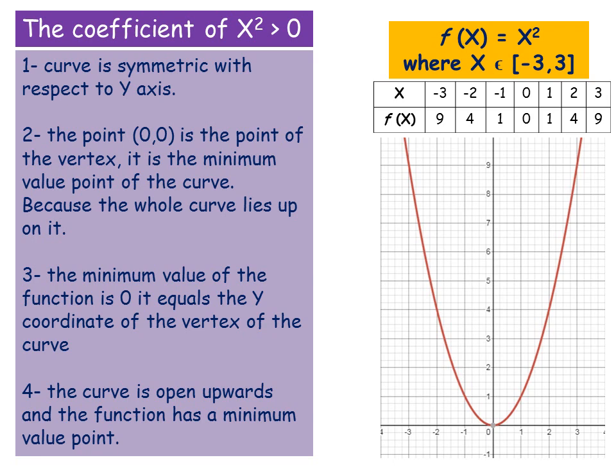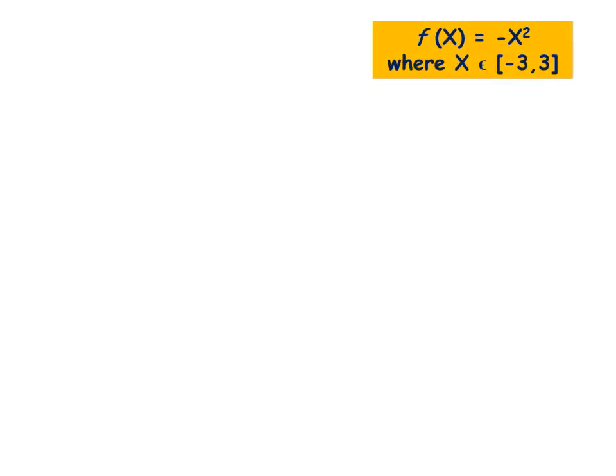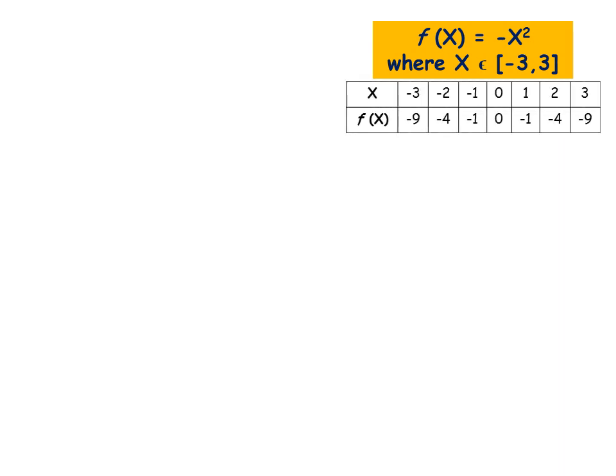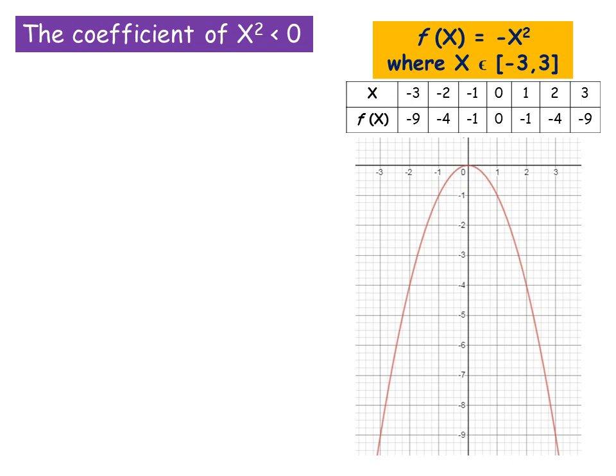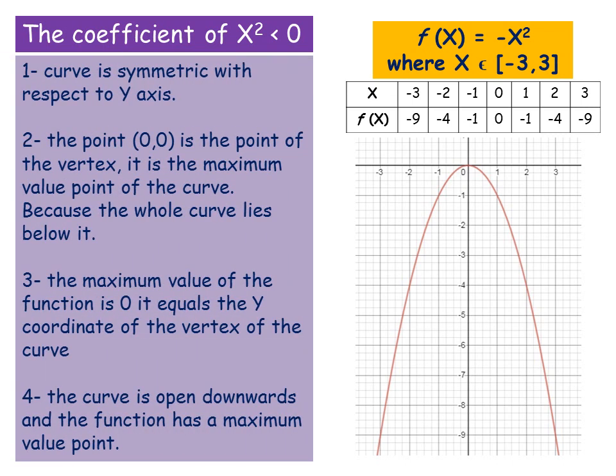Now let's see the other function, which was f(x) equals negative x squared during the same interval. And we determined our values in this table and drew our curve like that. Here, the coefficient of x squared is less than 0. So we will talk about the same points we talked about before, but in this case, when the coefficient of x squared is a negative value.